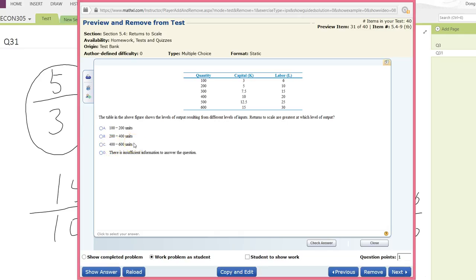So from A, B, and C, we can already determine that A has the highest returns to scale. And D is also incorrect, because based on the 3 levels of output, we can already determine that A has the highest returns to scale. So we choose A. Let's see whether we got it right. Your answer is correct.